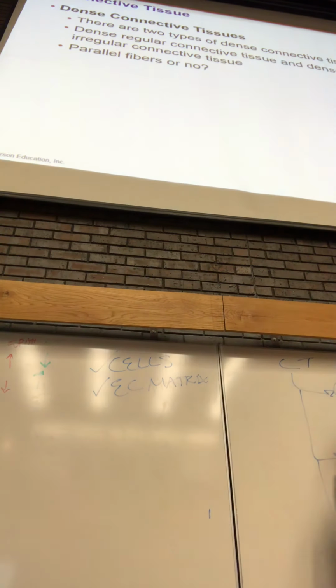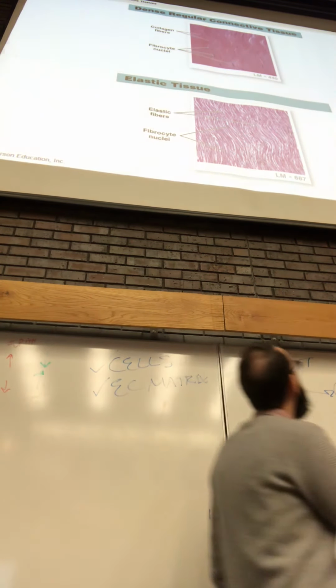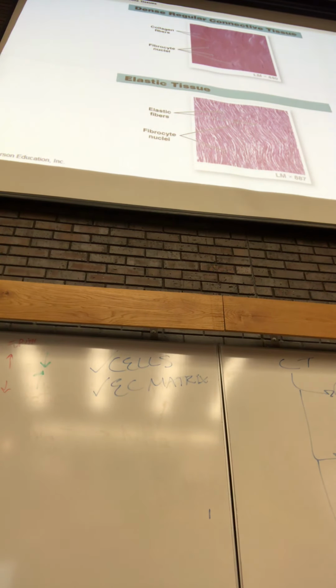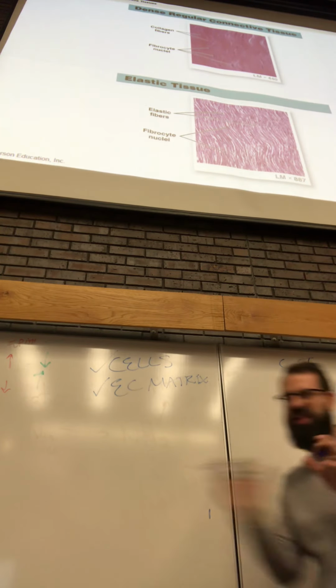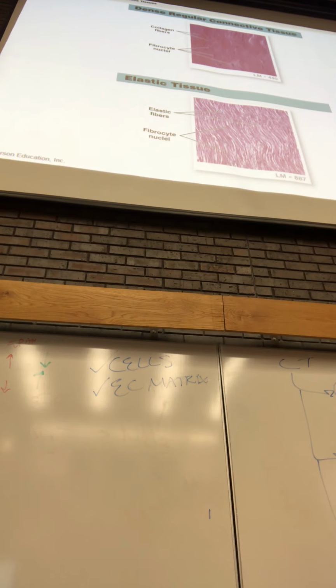After loose, we have dense, 3 types as well. We have dense regular, we have dense irregular. And the difference in these is that in dense connective tissue, the cells, which are little purple dots on here, surround themselves in these long ropes of collagen, but they lay them all right next to each other, parallel. These are parallel rows of thick collagen ropes. They're all lined up. In elastic tissue, same thing. Elastic fibers all lined up.